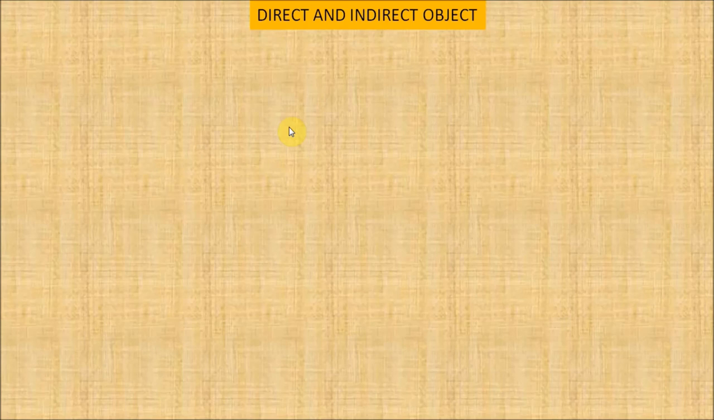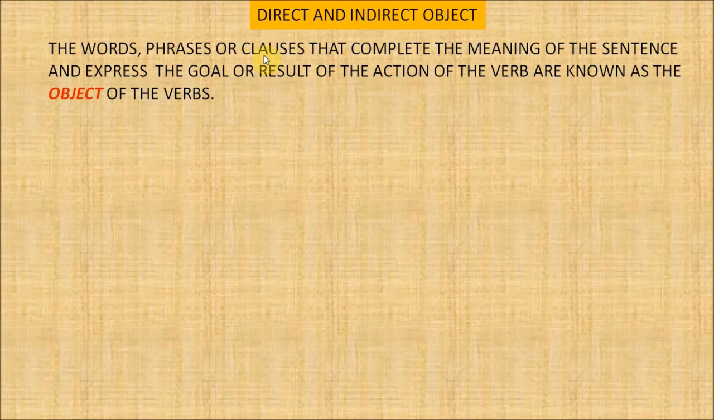Now let's look at direct and indirect object. The predicate in a sentence may have more words than only a verb. Sometimes there are words after the verb that complete the meaning of the sentence, such as words, phrases or clauses that complete the meaning of the sentence and express the goal or the result of the action of the verb. These are known as objects of the verbs. So there are two types of objects.